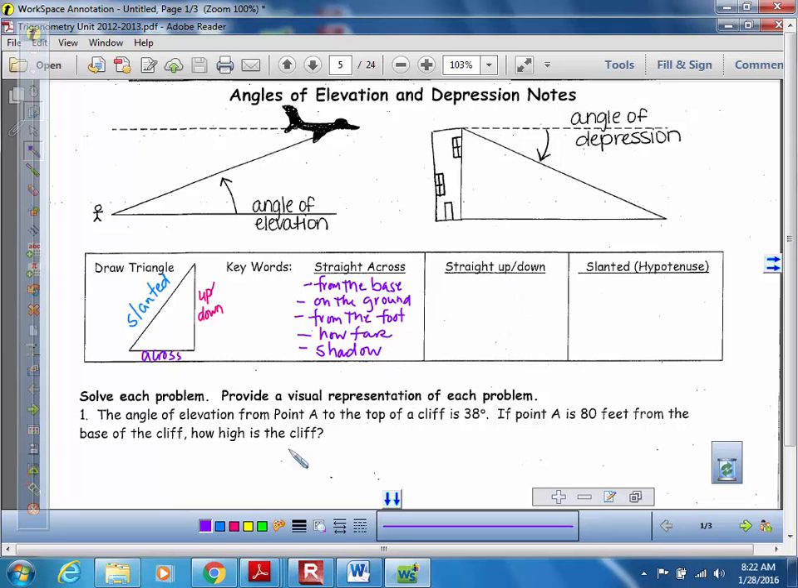For straight up and down, some of the keywords you're looking for are how high or height, how tall, altitude, or above the ground.